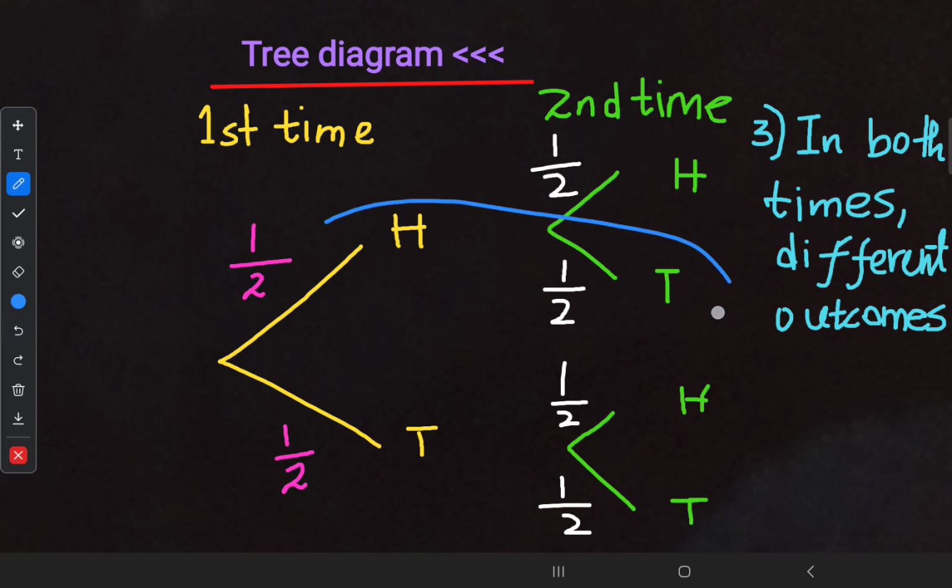When you think about this instance, first case head, second case tail. So we are receiving different outcomes. That means H, head and tail. Okay, this is what we need.